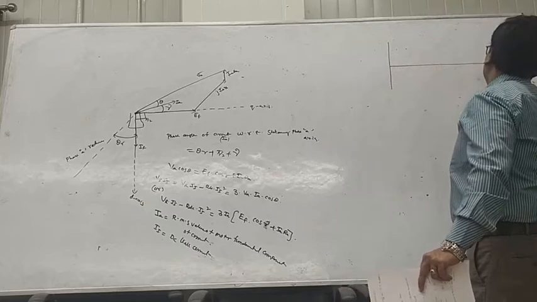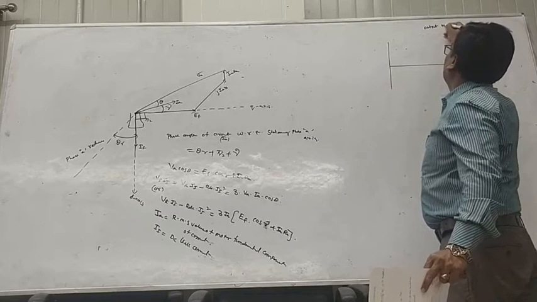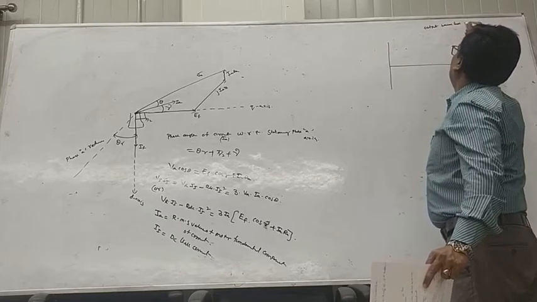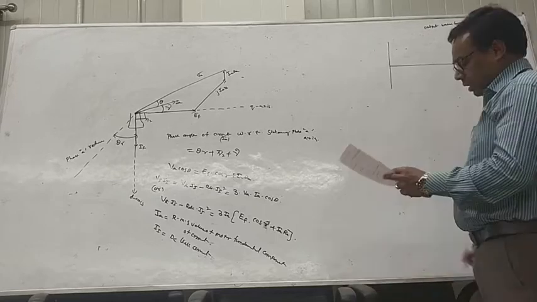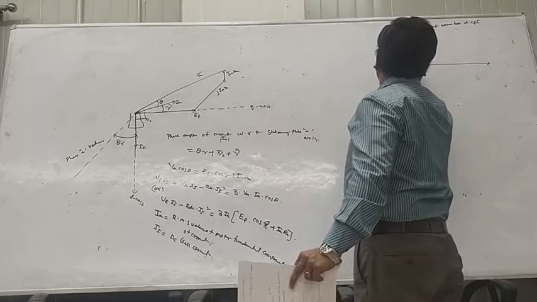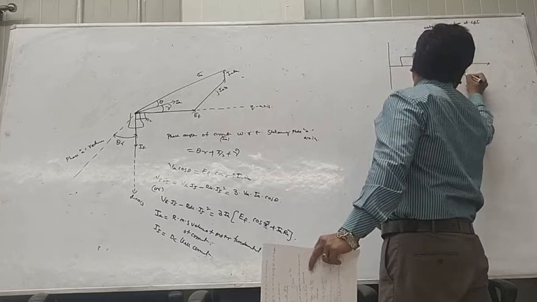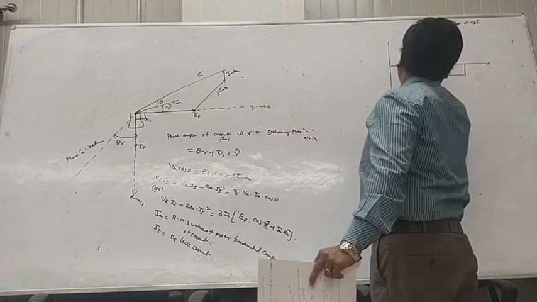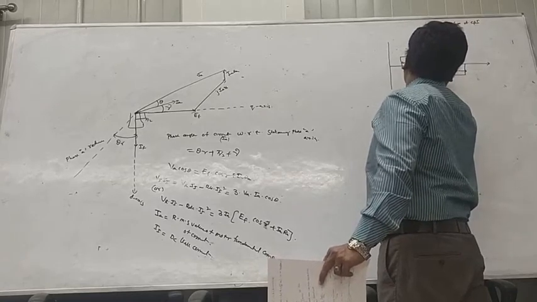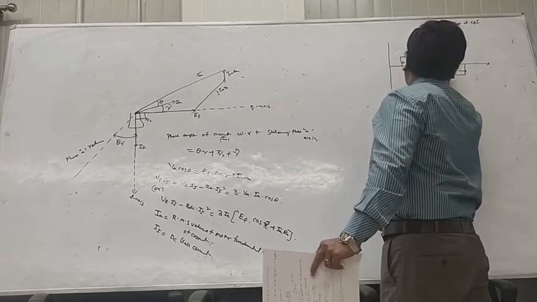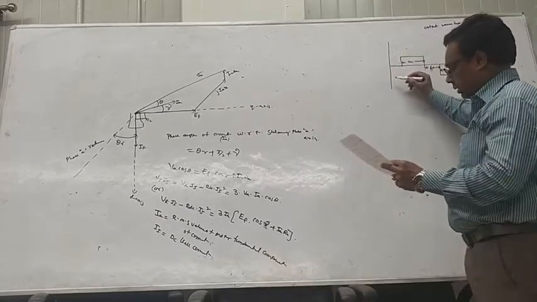So this is the output waveform of the CSI, current source inverter. In this current source inverter, this is 120 degrees, and this is also 120 degrees, and this is 60 degrees. So this is 60 degrees, and this is the fundamental component of current.